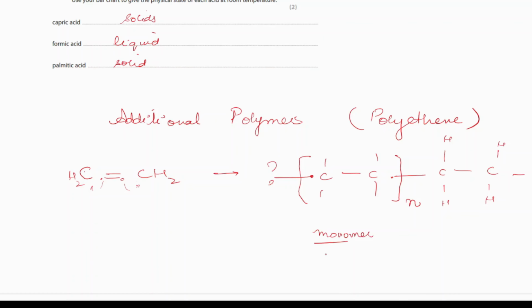Mono means single, mer means unit. Poly means many, and mer means unit. So many units of ethene. A polymer means many units. Basically, the monomers are repeated. Okay? What would be the polymer of propene?